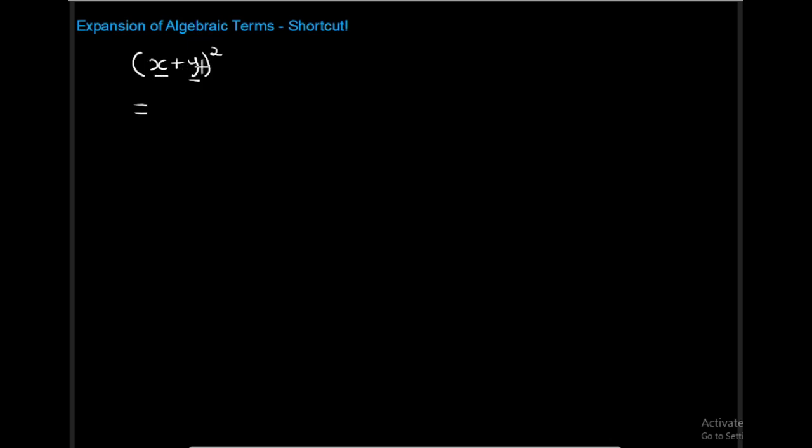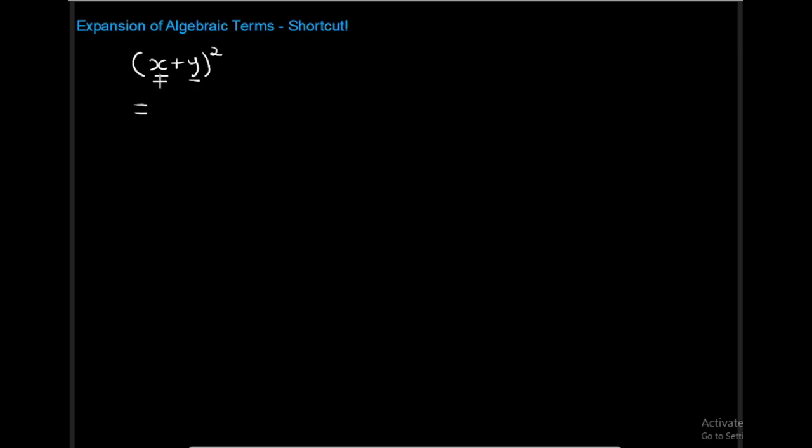Please take note, this shortcut is only applicable for powers of 2. That's to say when we have x plus y all squared. If you have powers of 3, it's not applicable. Powers of 4 is not applicable. For cases like that, you have to make use of binomial expansion or Pascal's triangle. If you want me to drop a video on that, please drop a message in the comment section. All right, so back to what we're talking about.